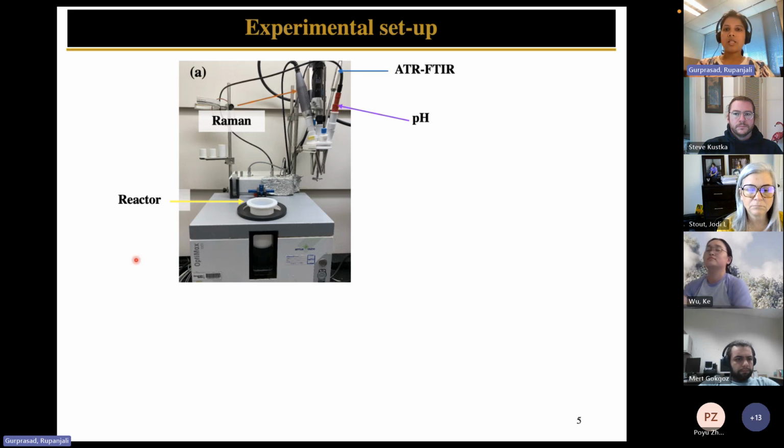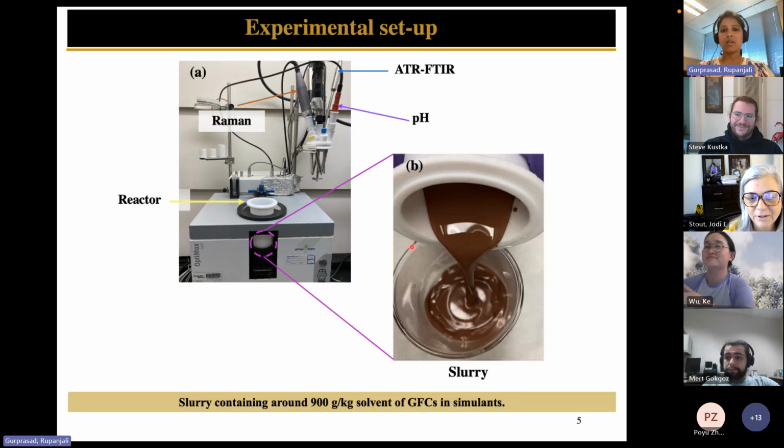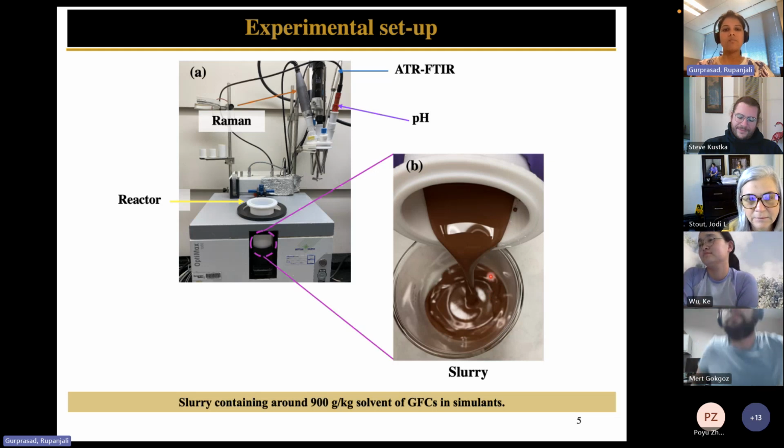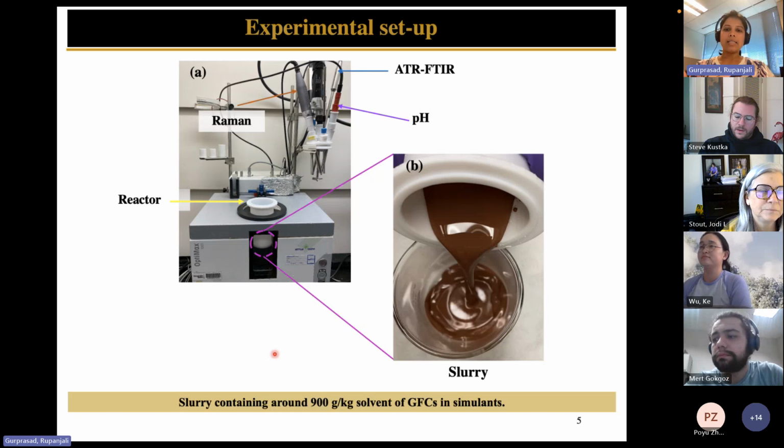And we've been talking about these nuclear waste slurries, so if you're wondering how that looks, it's not a pretty picture to look at, but that's how dense these slurries look. It looks like a very brown, viscous, sludgy liquid. The one that you see here actually contains around 900 grams of solid per kg of solvent. So these are highly dense, and it's also a multi-component system.